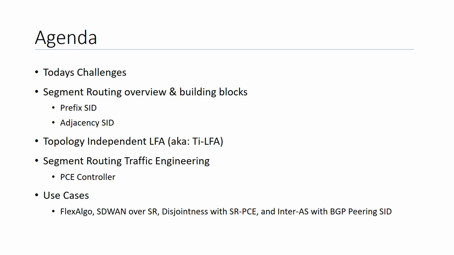And then we will look at segment routing traffic engineering, specifically together with the PCE controller. And then last but not least, we'll check some of the use cases. We'll see exactly how segment routing fits today's world and how you can leverage it. Specifically, we will look at Flex Algo, SD-WAN over segment routing, disjoint paths with SR-PCE, as well as inter-AS communication. So if you have two different BGP ASs and you have services running from one AS to another AS, you will see how we can do that with the BGP peering SID.